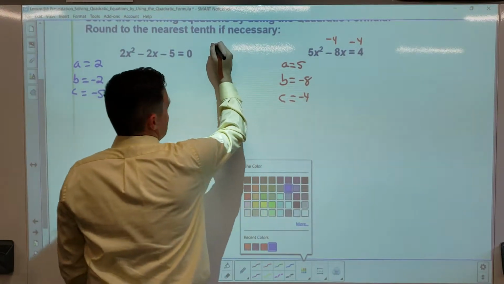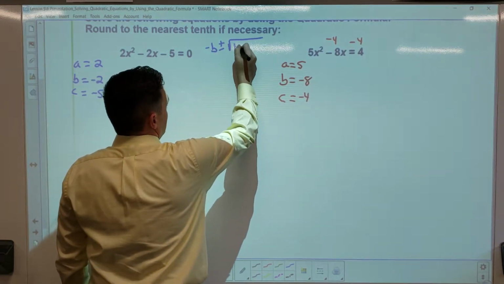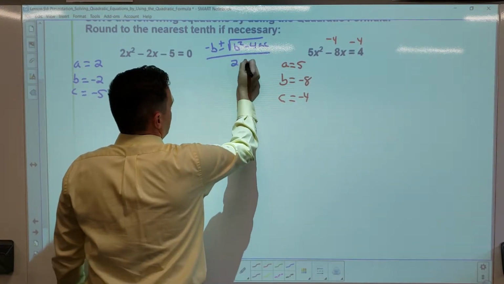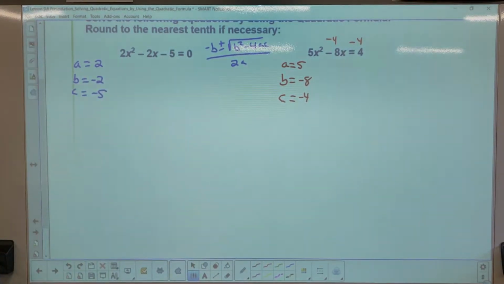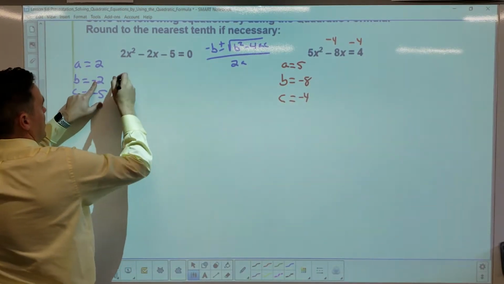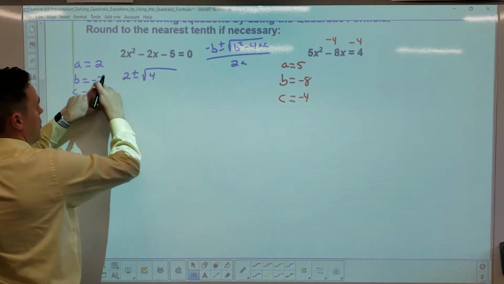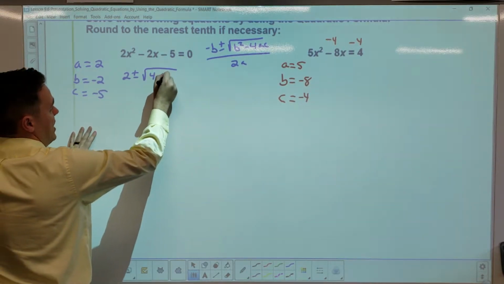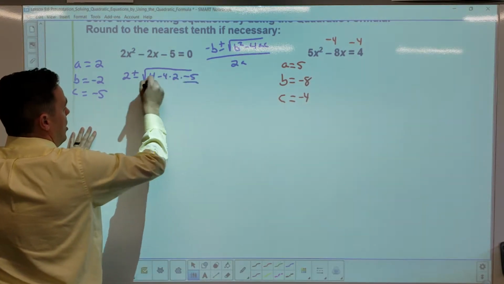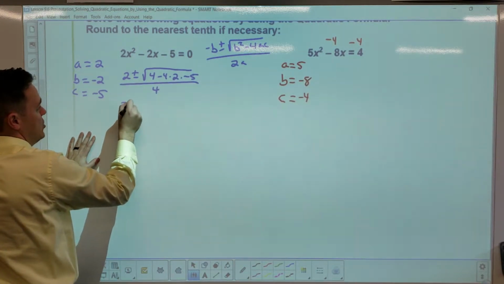All right, so my equation once again is -b plus or minus the square root of b squared minus 4ac all over 2a. All right, so there's my setup. Now we just fill in the blanks. So a negative and a negative creates a positive. And then this is 4 because -2 squared is that, minus 4 times 2 times -5, all over 4. So it'd be 2 plus or minus.